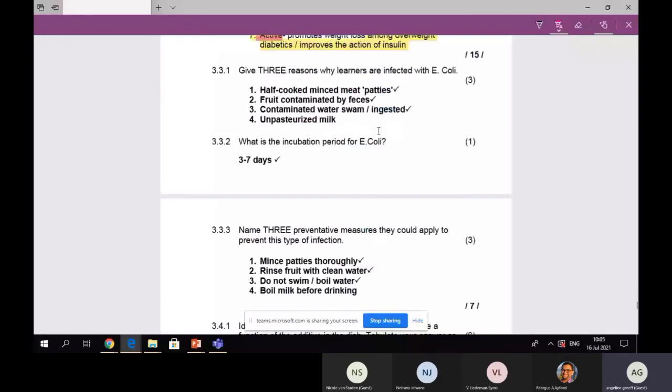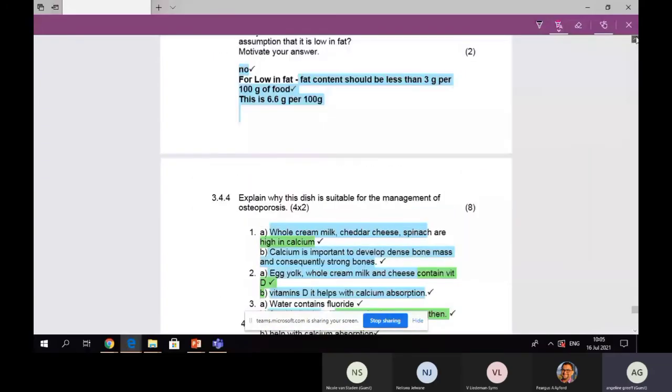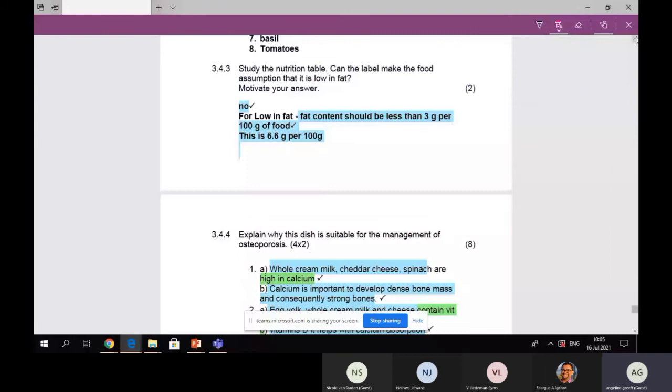Here it is. So you will see that in order for the claim to be made that something is low in fat, it must be 3 grams or less per 100 grams of total fat. So the answer is going to be no. Where do we find that information? We find it on the label, on the nutrient content, and we see 6.6. So, first of all: can the label make the food assumption? There's a question asked. You must answer that question yes or no, and then you must motivate. So please don't forget to always say either yes or no in a case like this. There it's no, and then you're going to motivate. Low in fat, fat content should be less than 3 grams per 100 grams of food. This is 6.6 per 100 grams. Okay, so that is how you want to answer something like that. Okay, let's go back.